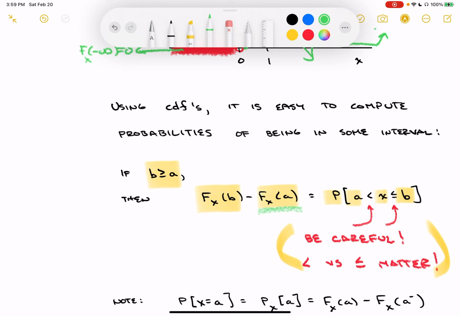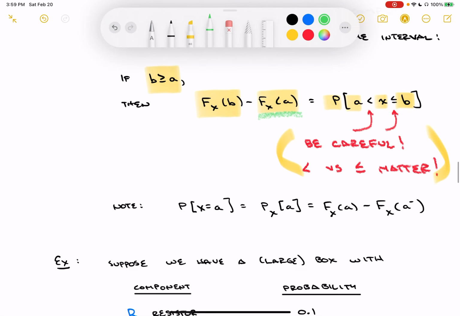So let's note from this that you can get back to the probability mass function. If you wanted just the probability of a particular point, P of x equaling a, which is just our probability mass function p_x(a), you could take the CDF of our random variable at a, and then subtract off the CDF just a smidgen to the left of a.